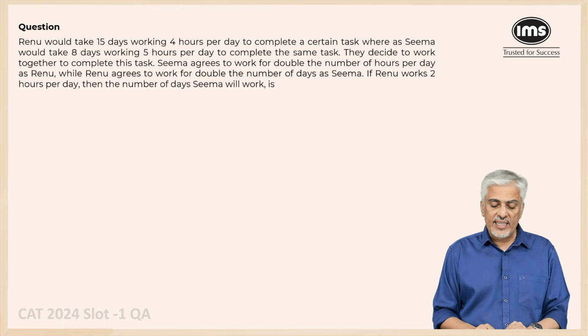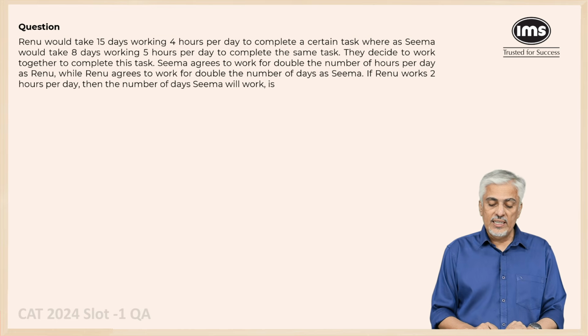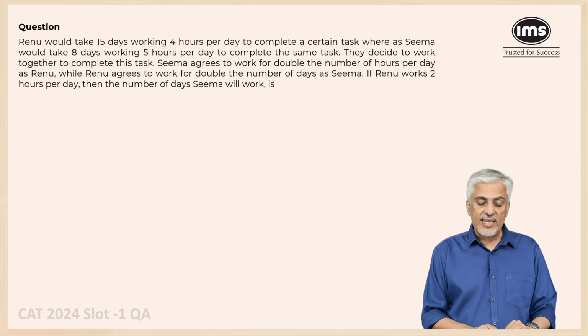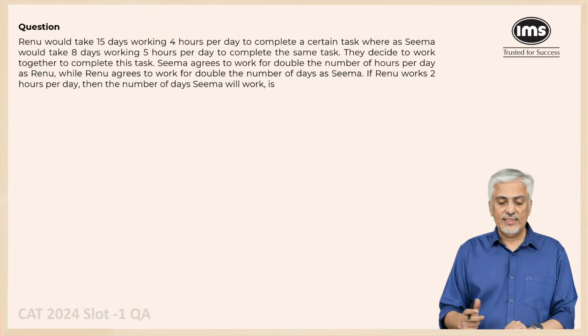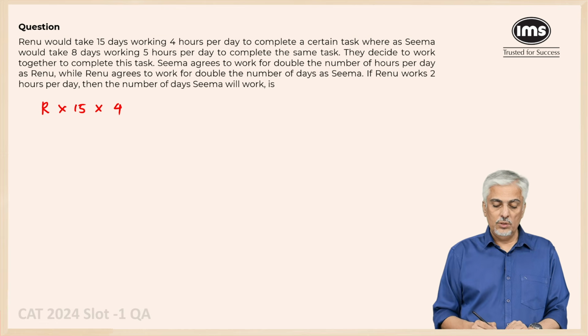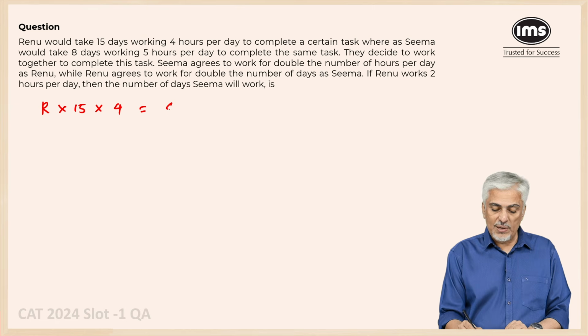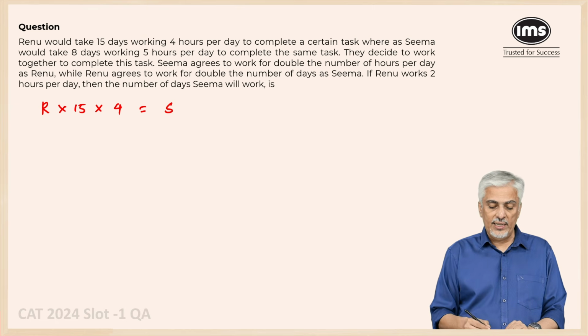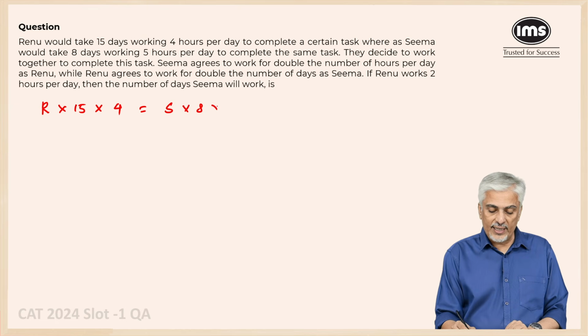Renu would take 15 days working 4 hours a day to complete a task, whereas Seema would take 8 days working 5 hours a day to complete the same task. Suppose Renu is doing R units per hour. In 15 days working at 4 hours per day is the same as what Seema can do doing S units per hour, 8 days into 5.